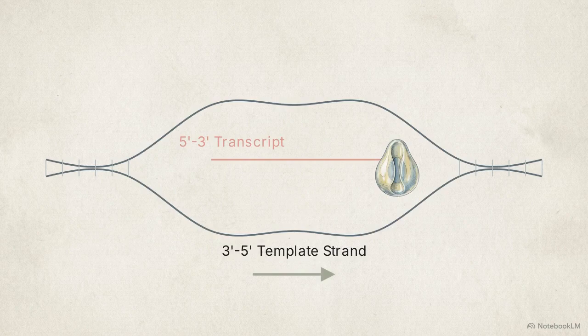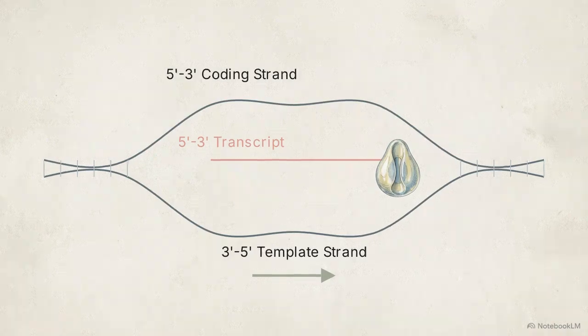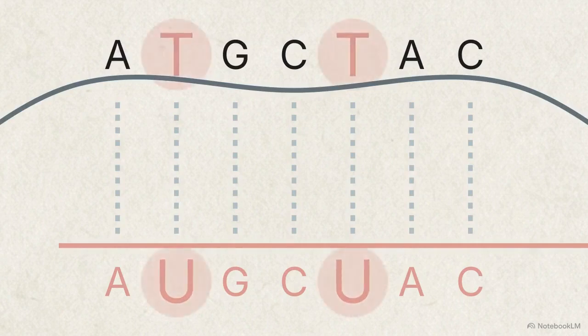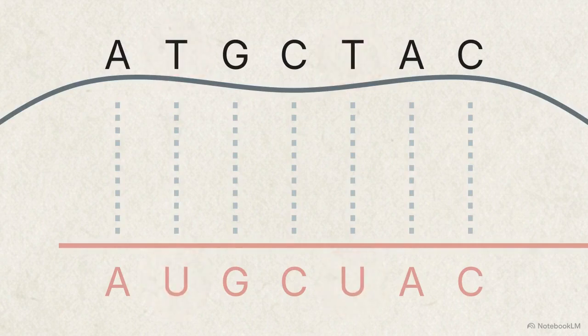This creates a nomenclature paradox with the displaced 5' to 3' DNA sequence, which is completely ignored by the polymerase. It is referred to as the coding strand. It earns that name because its sequence is perfectly identical to the newly synthesized RNA transcript, with the single exception of uracil taking the place of thymine.